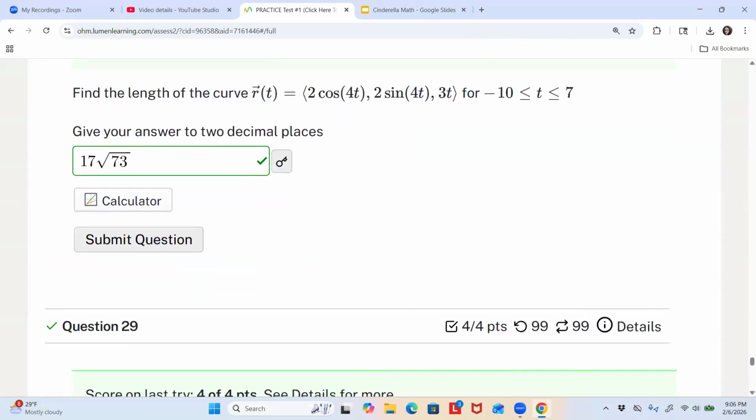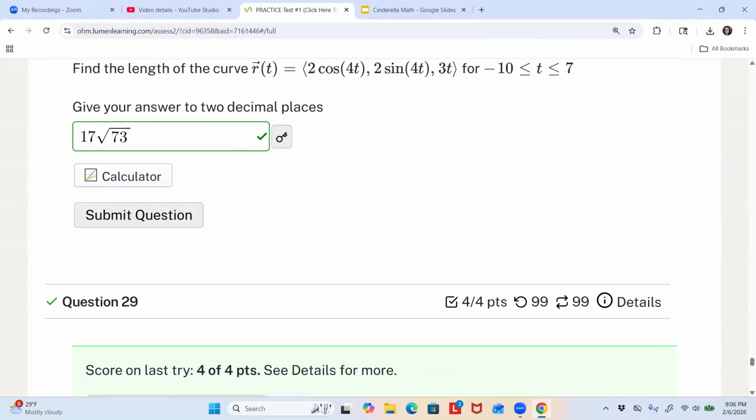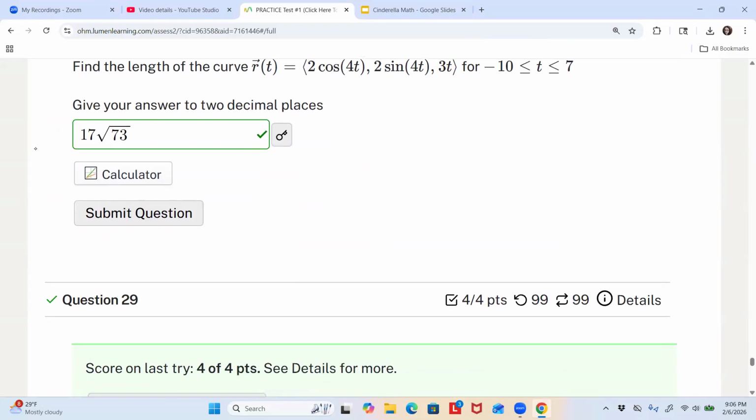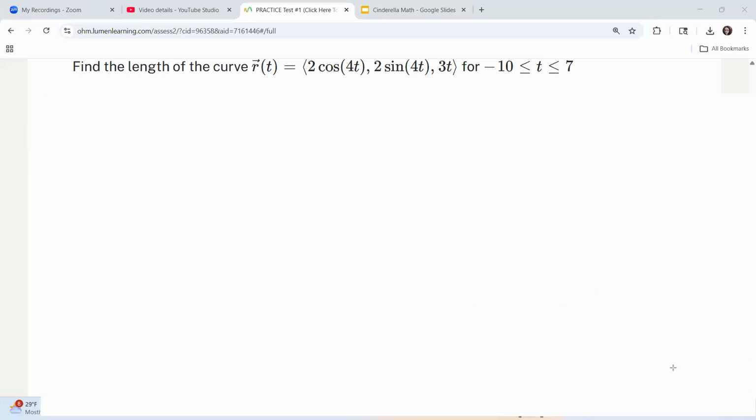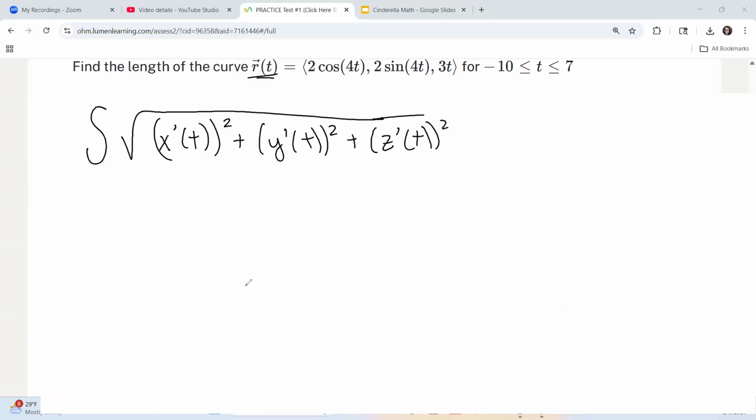28. Find the length of the curve. All right, again, we need a formula for this. So if you're allowed a formula sheet, let's jot this down. The length of the curve given with r, so given in vector form, is the integral of the square root of the x prime squared plus the y prime squared plus the z prime squared, from a to b.